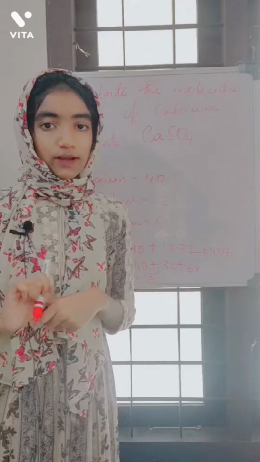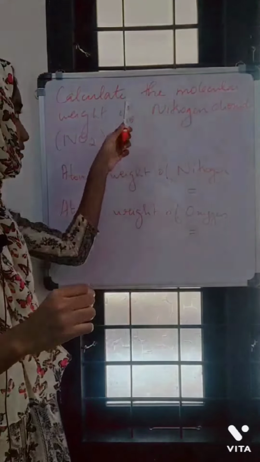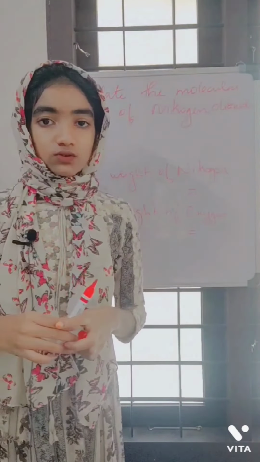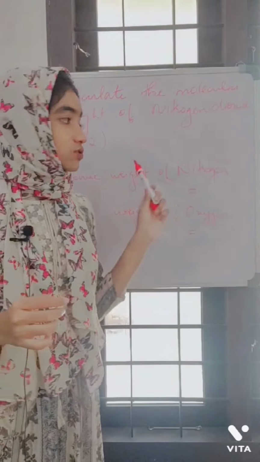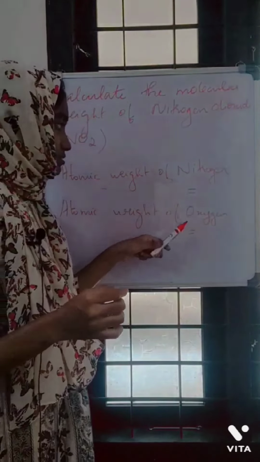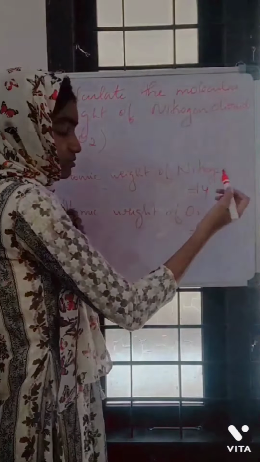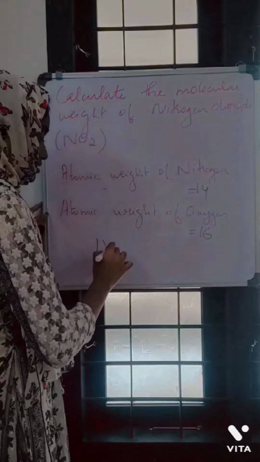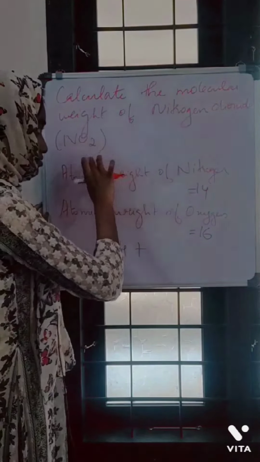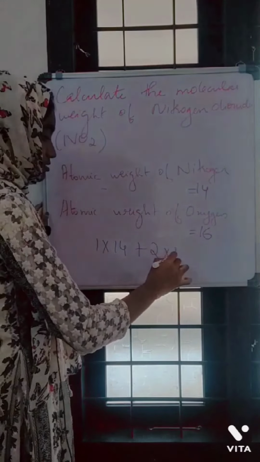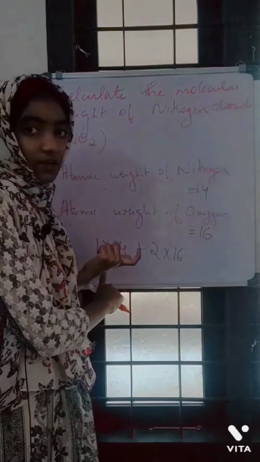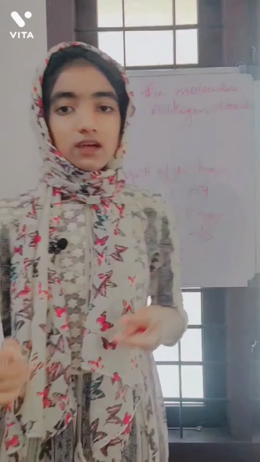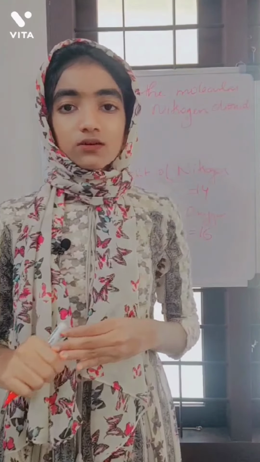We can look at one more example. Our next question is, calculate the molecular weight of nitrogen dioxide. The formula of nitrogen dioxide is NO2 and we write its atomic weights. The atomic weight of nitrogen is 14 and oxygen is 16. There is one nitrogen atom, so 1 into 14, plus 2 oxygen atoms, so 2 into 16. I multiply and add these values and we get 46. This is how you calculate the relative molecular mass of compounds.